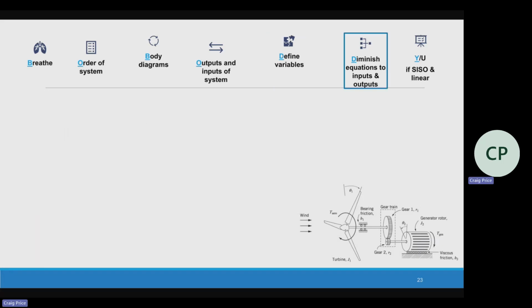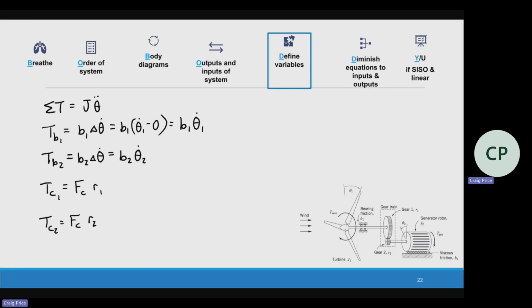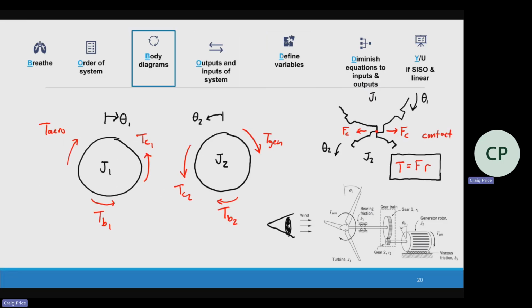Okay, so let's start with J1. We're going to do sum of torques equals J1 times theta 1 double dot. This is why it's second order. I'm going to have acceleration. So this is where I go to my torques. I go to my diagram. Which torques are positive for J1?